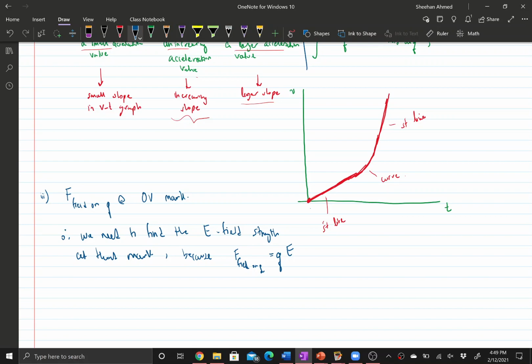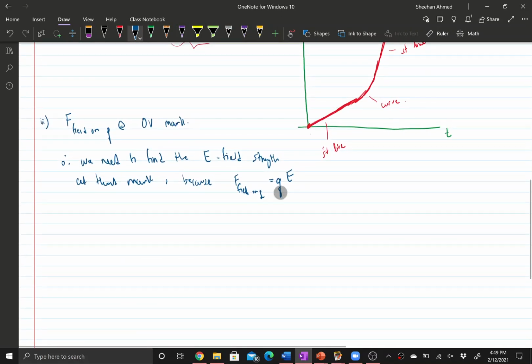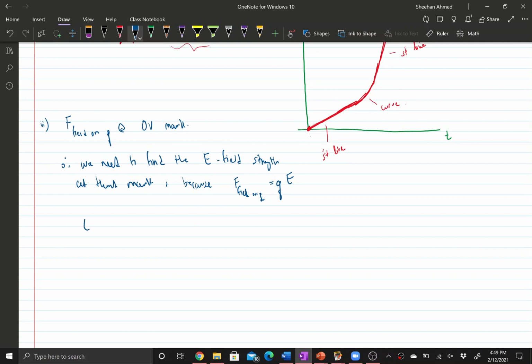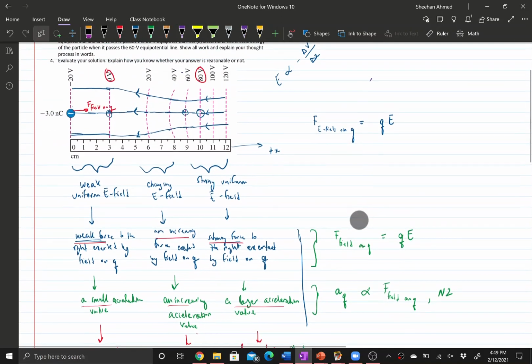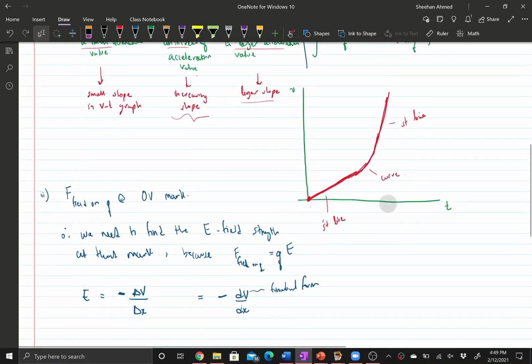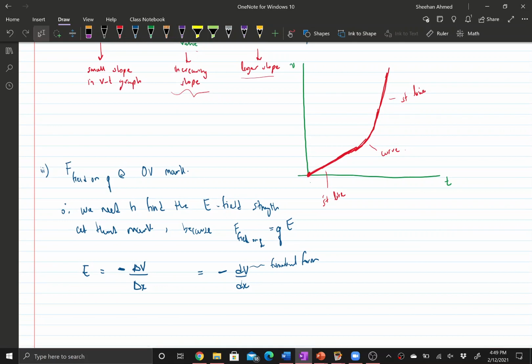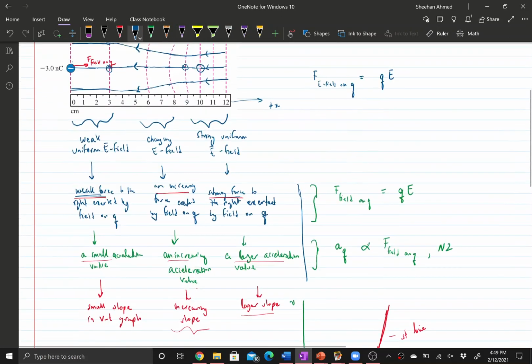Well, how do I get the E field strength? If you remember, the relationship between the E field and the V field is that the E field is the negative delta V over delta X, or for anyone interested in the calc version, it's minus dV over dx, but you need to know the functional form of V to be able to take that derivative. We don't have the functional form here, so we're going to have to do some sort of manual method. Well, how much does the potential change over a certain distance? Put a minus sign with that and you have the E field.